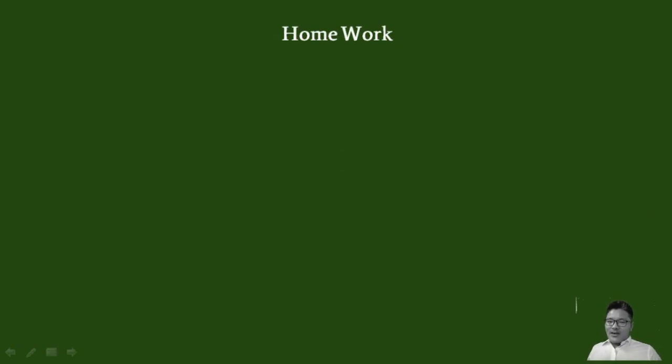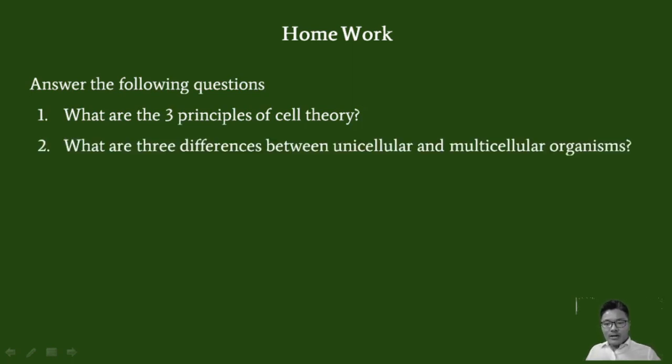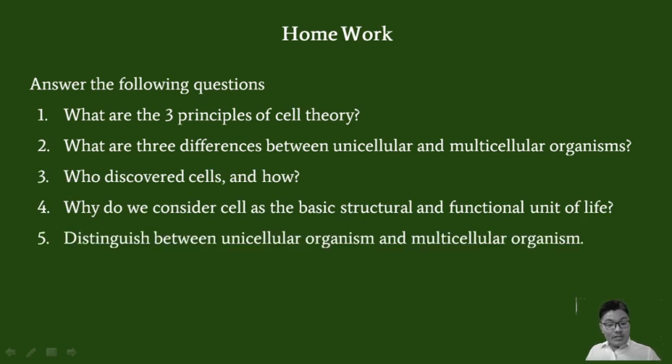So with this, we'll do some homework, and later on we'll discuss more about cell biology in detail. So try to answer these questions. The first question is, what are the three principles of the cell theory? What are the three differences between unicellular and multicellular organisms? Who discovered cells and how? Why do we consider cells as the basic structural and functional unit of life? Distinguish between unicellular organisms and multicellular organisms.